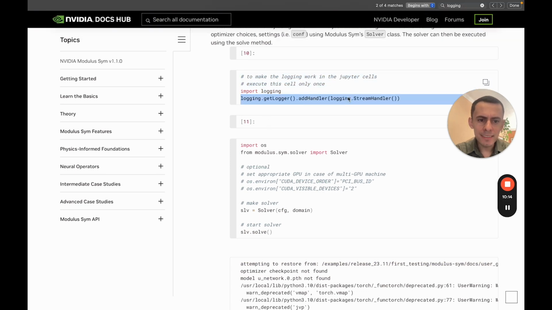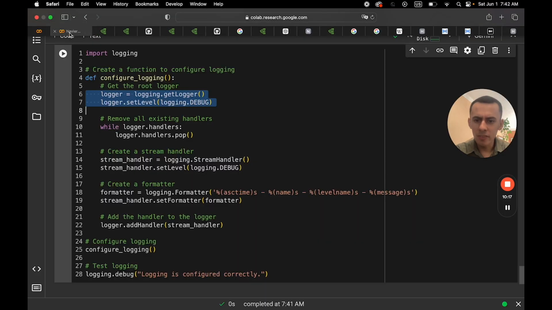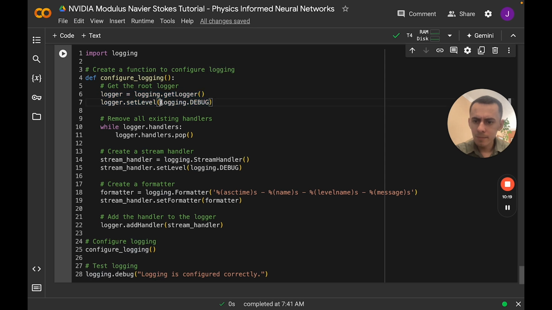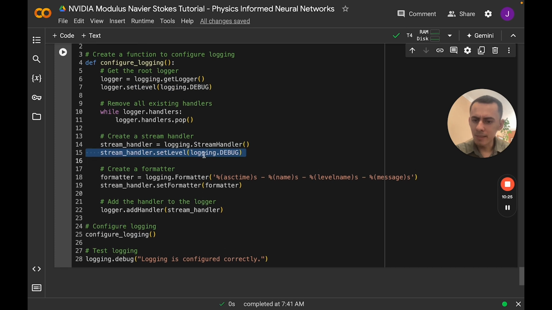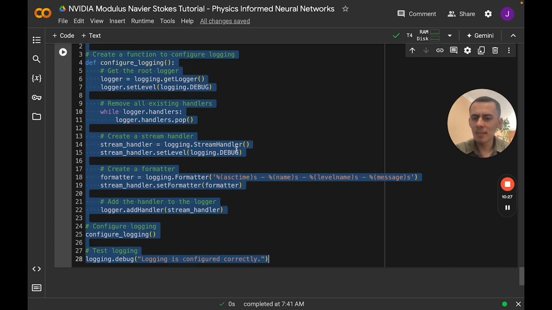So they added the handler, the stream handler, and all that stuff, but I also added the stream handler. I think it was setting the level. It was important to set the level. Perhaps that's the only difference.